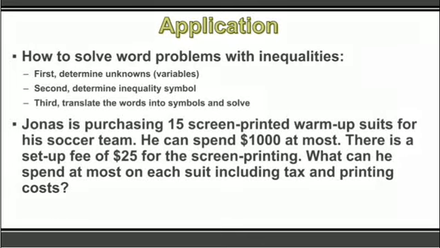So here it says Jonas is purchasing 15 screen printed warm-up suits for his soccer team. He can spend $1,000 at most. There is a setup fee of $25 for the screen printing. What can he spend at most on each suit, including tax and printing costs? So keyword at most. So that means it can be no more than, but it can equal 1,000. So I know I'm going to be using less than or equal to, so it's got to be less than or equal to $1,000.